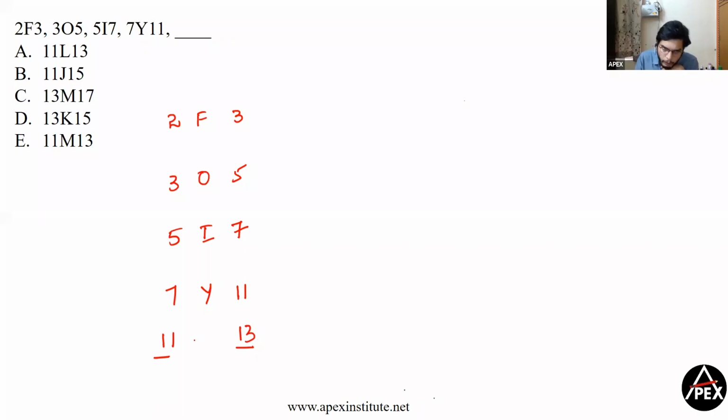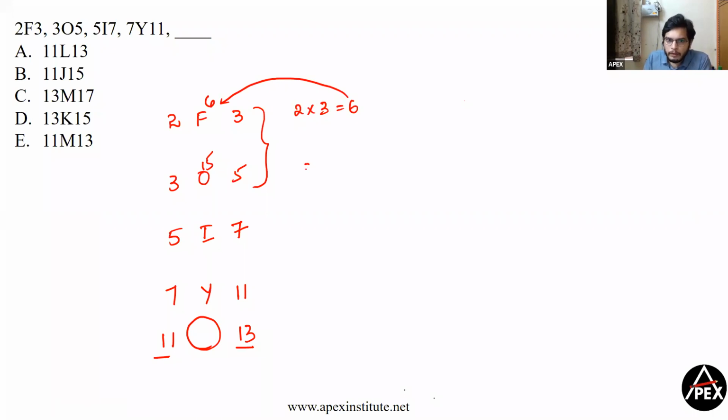Isn't it? Now we need to find the alphabet here. Now, if I look at these two terms, 2F3 and 3O15. The number corresponding to F is 6, O is 15. Now, what will first observation be? Product of the numbers, isn't it? So 2 into 3 is equal to 6 and alphabet corresponding to number 6. Sorry, 3 into 5 is 15 and alphabet corresponding to number 15.